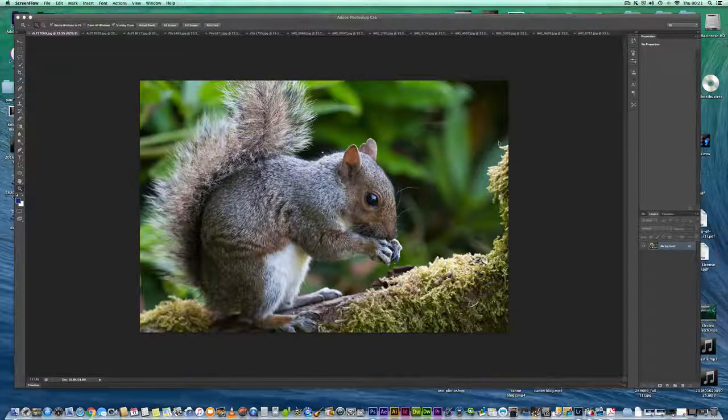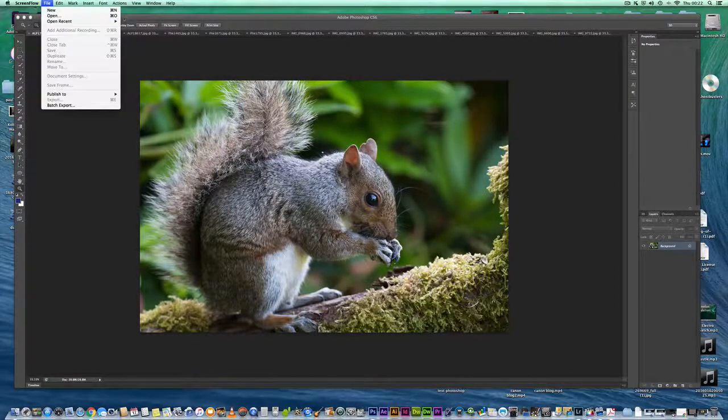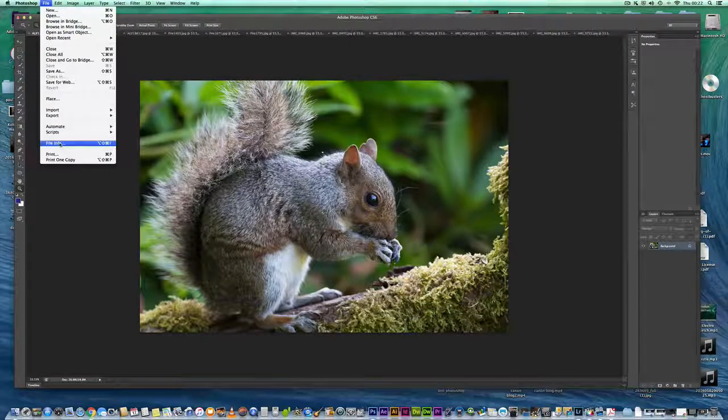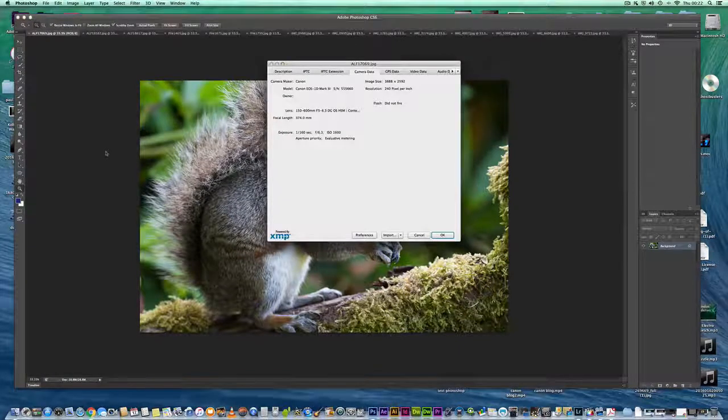So here we have a squirrel, literally about 3 meters away, so I was really close. So let's just have a look at the data for the actual picture. 374mm, 6.3, ISO 1600. You are always going to be pushing the ISO on this lens, unfortunately, due to the fact that it doesn't let a lot of light in. That's a disadvantage to it. But if you've got a good camera, it should be fine.